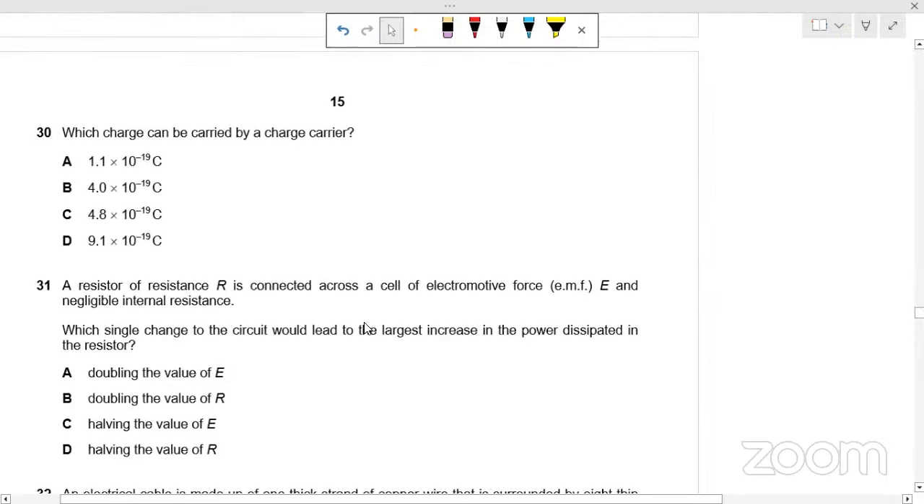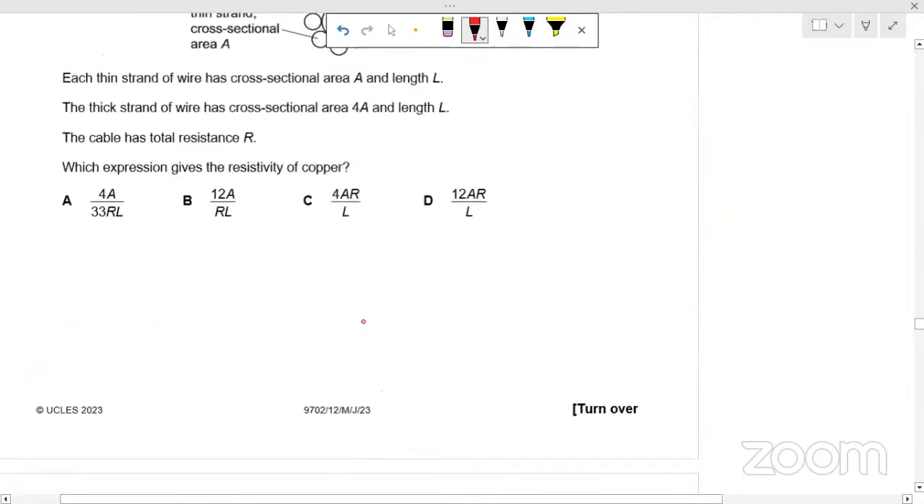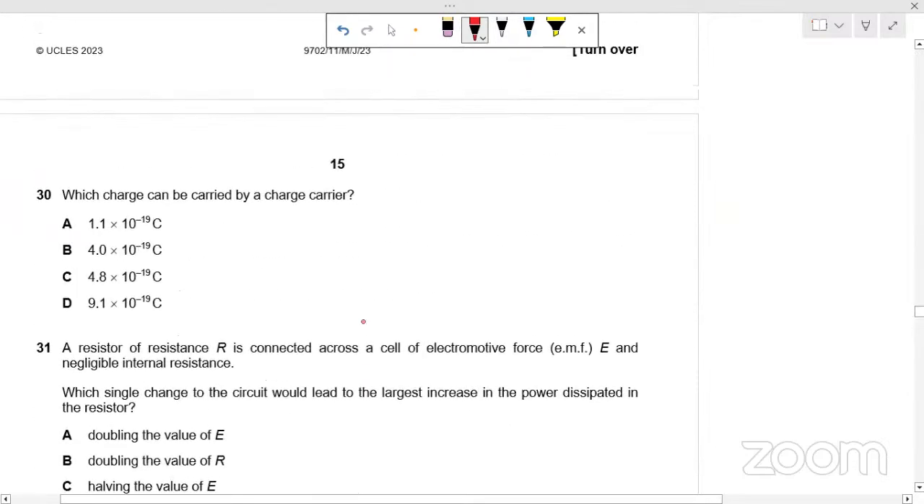Which charge can be carried by charge carriers? We had already done a similar question, so you should do it. The elementary charge is 1.6 times 10 power minus 19 coulomb, and any charge must be an integer multiple of this charge.